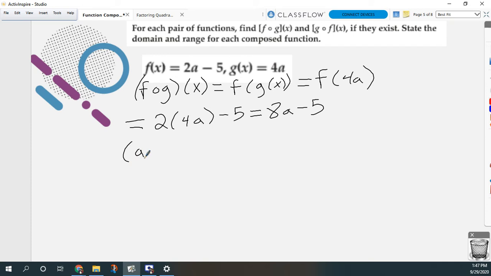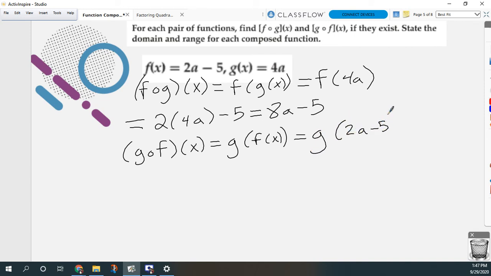Going the opposite direction, we want to find g composite f of x. Again, working our way from the inside out. We have f of x, 2a minus 5. We want to plug that in now to our g. So we get 4 times 2a minus 5, so we get 8a minus 20. Now, hopefully we notice that I started with 2 linear lines, but we also ended with 2 linear lines.